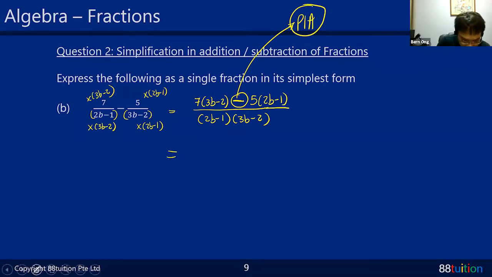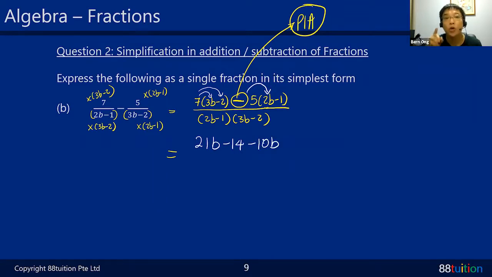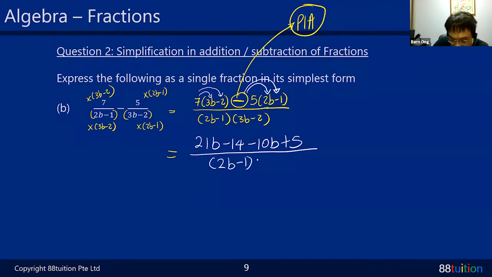Slowly expand. Let's go. 7 times 3b, rainbow method, 21b. 7 times negative 2, negative 14. Careful, the minus belongs to the 5. Negative 5 times 2b, negative 10b. Careful, super careful. Negative 5 times negative 1, positive 5. And the whole thing below, never change. Please don't expand it. Leave it, so that later you may need to cancel. You don't have to go and factorize again.